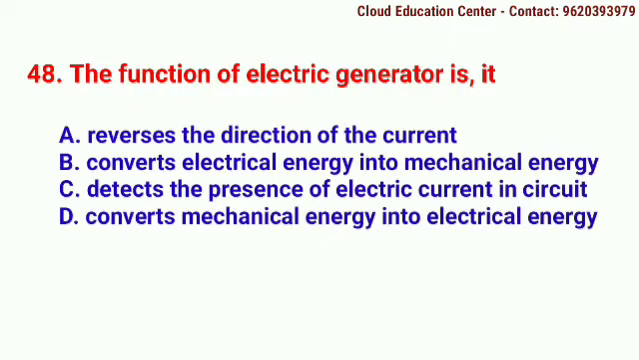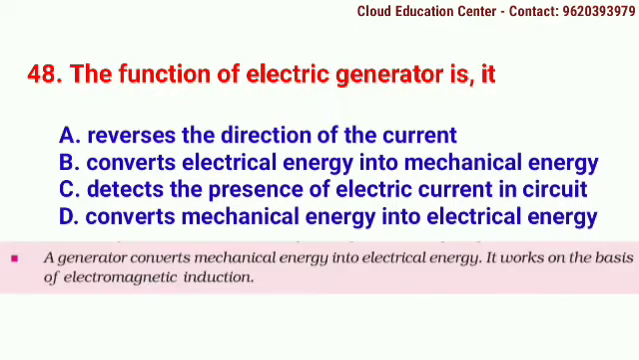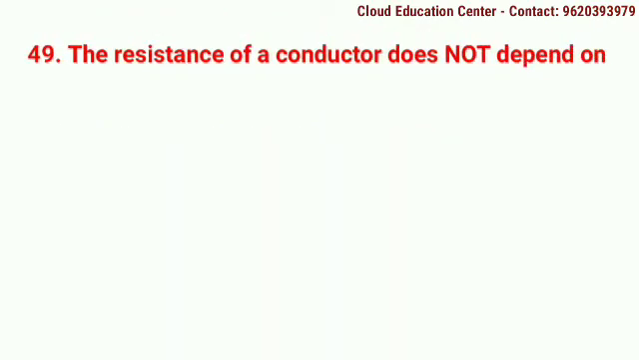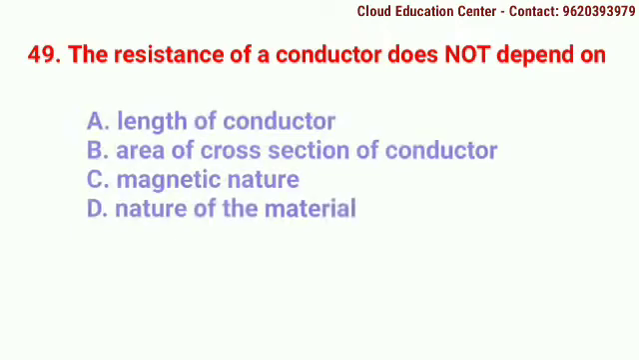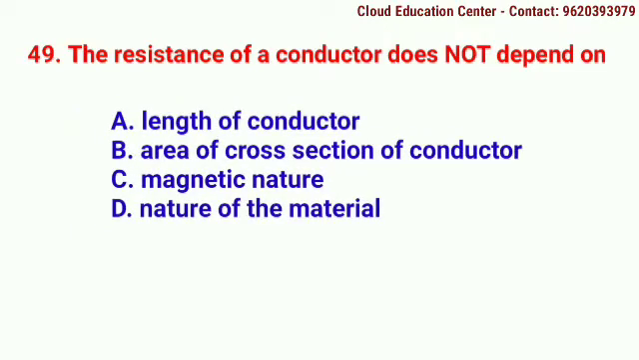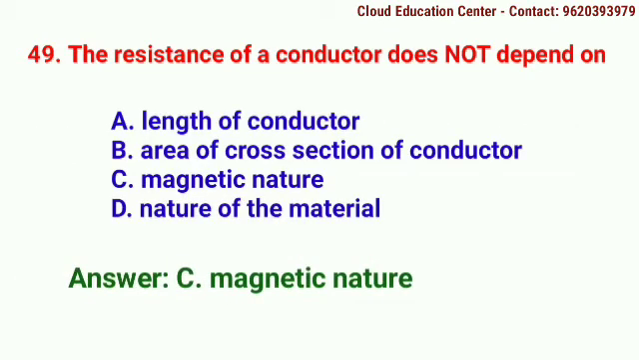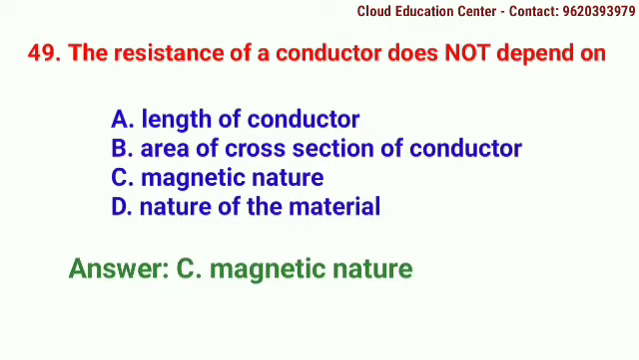The next question is, the function of electric generator is. There are 4 options. If you see the data which is getting displayed on the screen, based on that, the correct answer is answer D, converts mechanical energy into electrical energy. The next question is, the resistance of a conductor does not depend on. There are 4 options. Based on the data displayed on the screen, the correct answer is option C, magnetic nature.